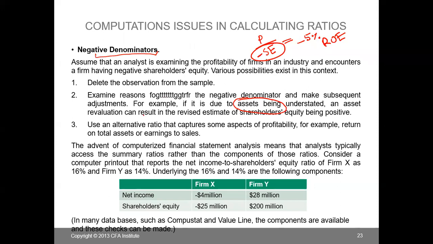Another solution is, instead of using this denominator, to come up with another denominator which is positive. What we usually do, instead of using the negative shareholders' equity, is write the average assets here. It reflects the return on assets, but no longer the return on equity. But we have come up with a solution without deleting the observation from the sample.